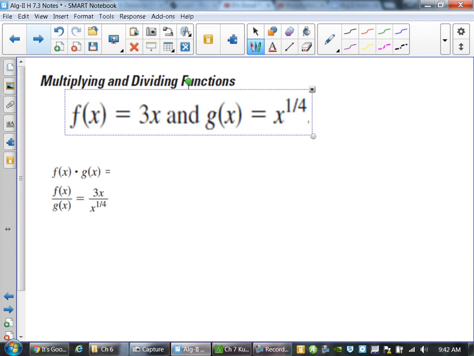Try multiplying and dividing with two different ones. Okay, bring it. This is where you have to start remembering your exponent rules.